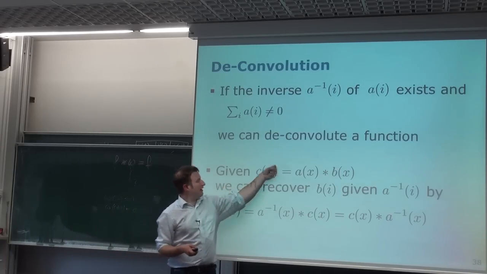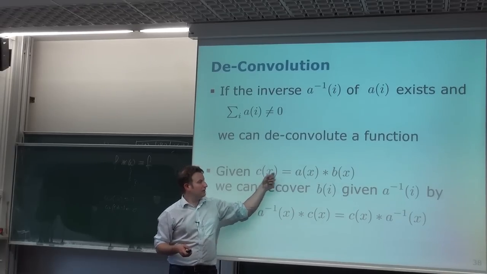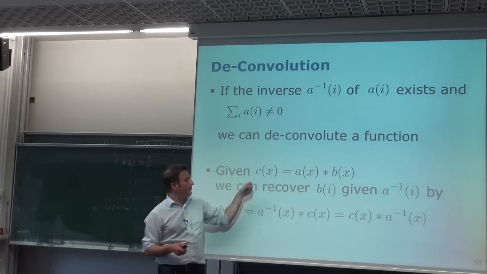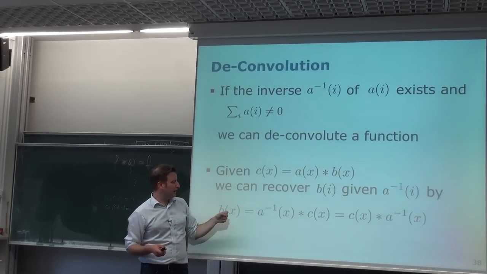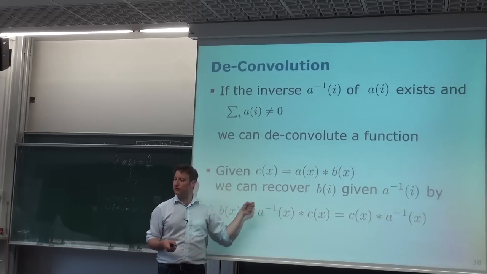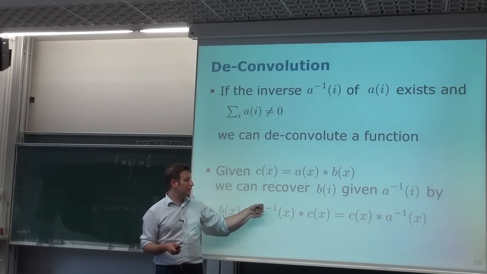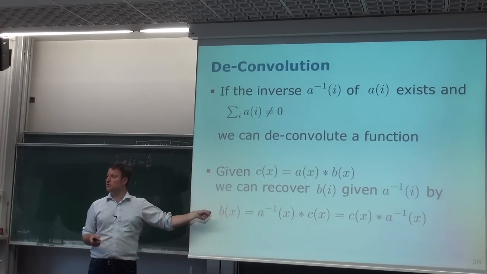So if I only have the output of a convolution with b, and I take the output and convolve it with the inverse of a, I actually obtain my original input image b.